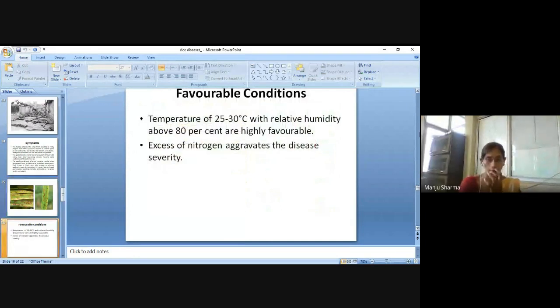Favorable conditions are a temperature of 25 to 30 degrees centigrade with relative humidity above 80%. Excess of nitrogen aggravates the disease severely.